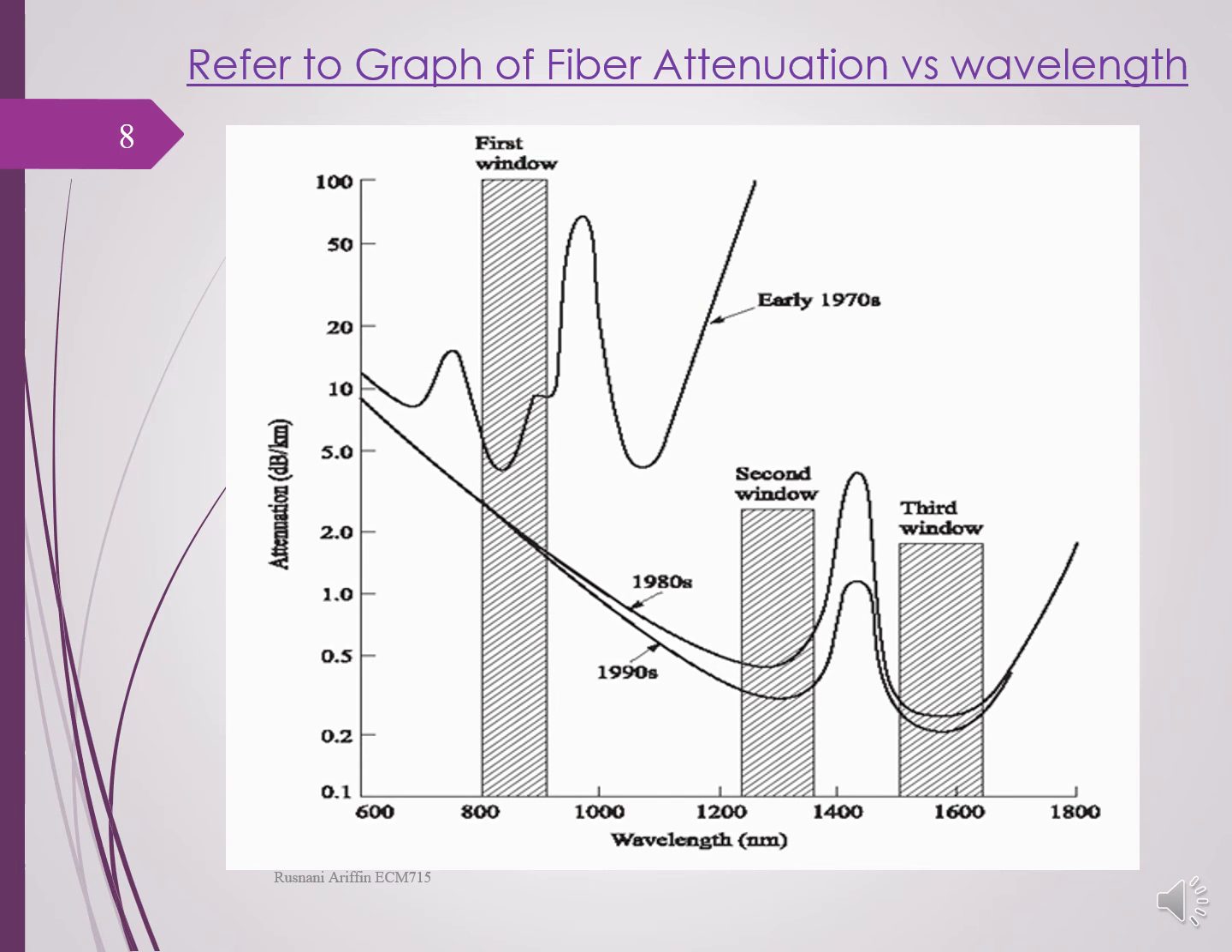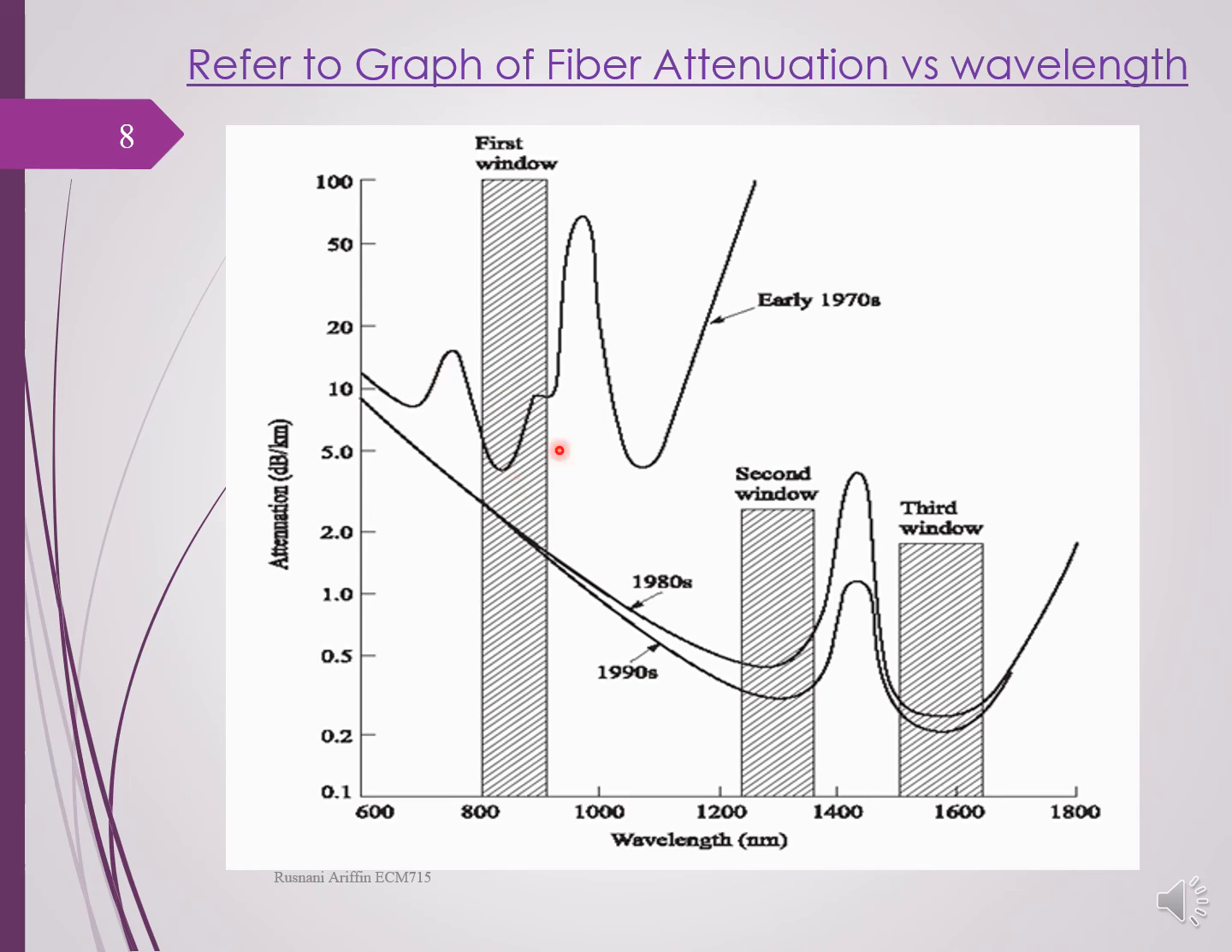Okay, so this is the graph of fiber attenuation versus the wavelength. Basically, the lower the attenuation, the better your fiber is. You can see here, in the early 1970s, they picked the first window, because at this particular window, it has the lowest attenuation.